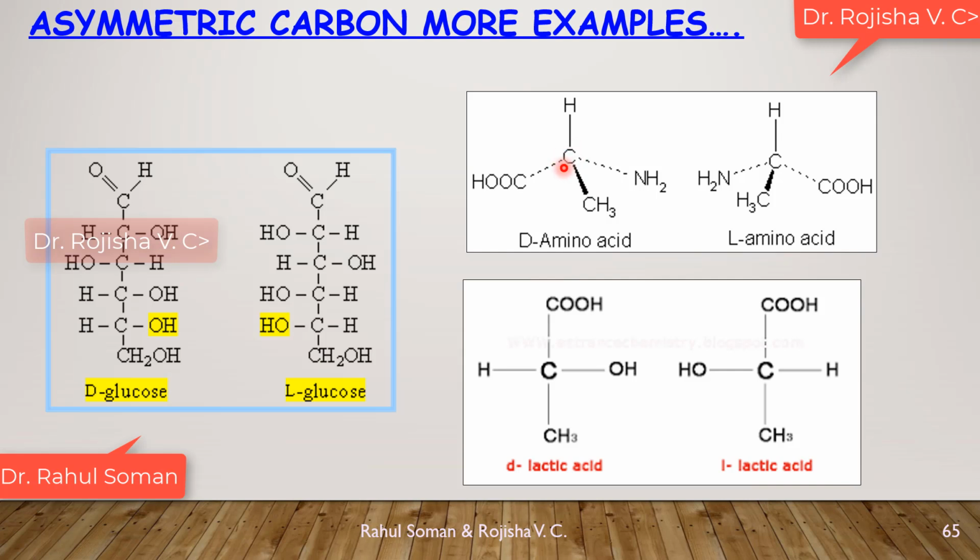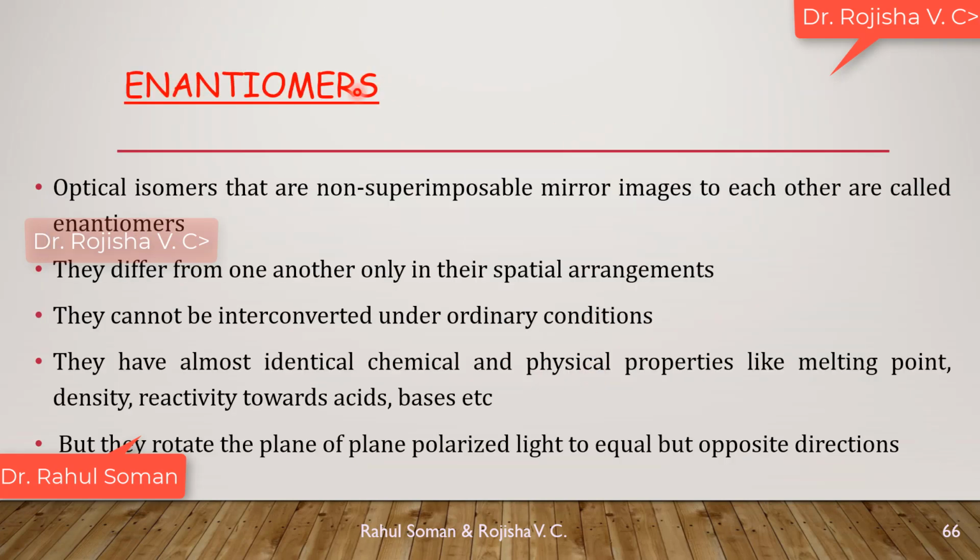Carbon attached to 4 different groups. Okay, lactic acid: 4 different groups, and the mirror image will look like the opposite isomer. So we can name optical isomers as enantiomers. These optical isomers always have a non-superimposable mirror image. So the definition is important, okay? Optical isomers that are non-superimposable mirror images of each other are called enantiomers. Those isomers which possess non-superimposable mirror images are optically active, and they are called enantiomers.